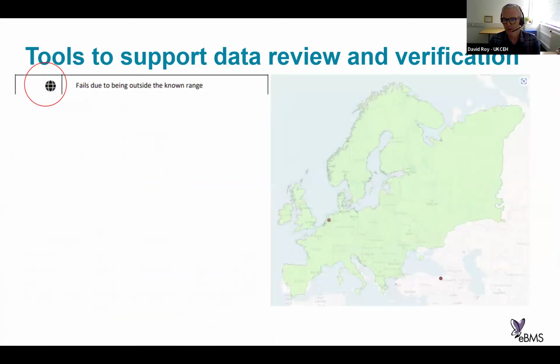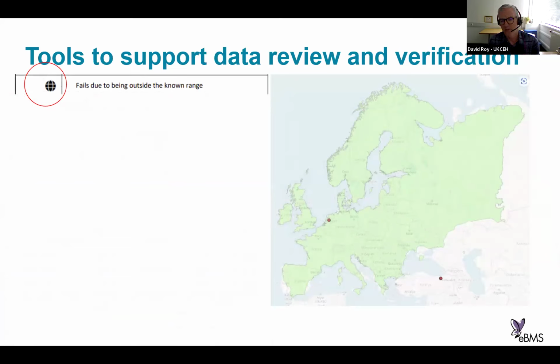One of the slight issues with these is that either they're clearly wrong. This illustrates another example where there were two records flagged up as being outside the known range. The one in Turkey, I can't remember the species. I think it's Aglais urticae, but I can't remember exactly which species it is.